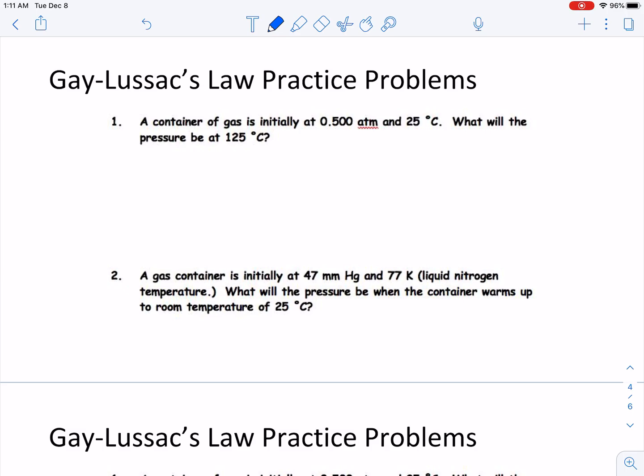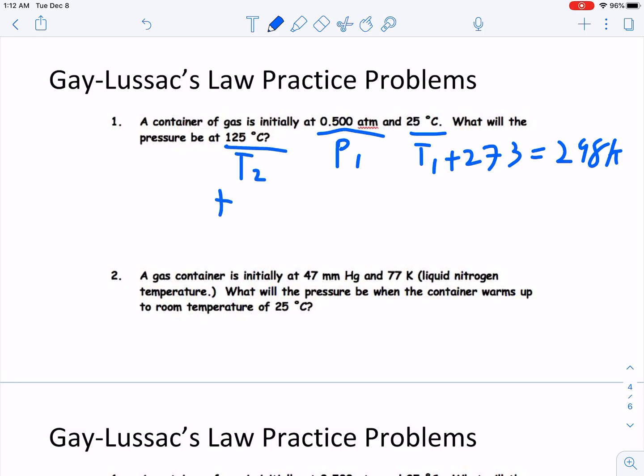A container of a gas is initially at 0.500 atmospheres. That's my P1. At 25 degrees Celsius, that's my T1. But again, I've got to add 273 to get the proper temperature, it's going to be about 298 Kelvin. What will the pressure be at 125 degrees Celsius? So that's my T2. And again, got to do plus 273. And I'll find that my T2 is 398. Nice coincidence there in terms of the numbers being very similar. So this is, again, somewhere you're going to have to keep careful track.